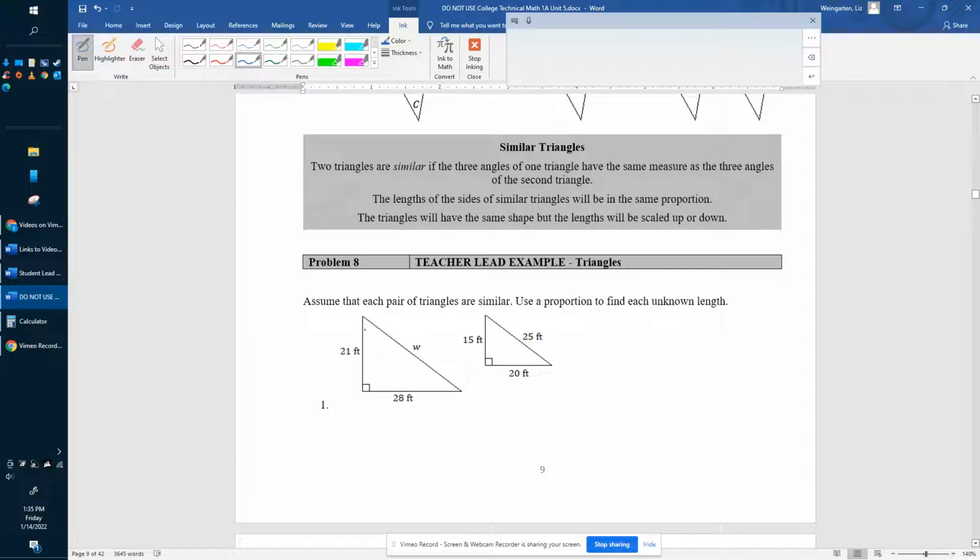We have this length that is similar to this length somehow, this length that is similar to this length somehow, then the W is similar to 25 somehow. We just have to figure out what it is. Let's take this side and this side, figure out the ratio, and set it equal to this side versus this side. So we'll have 21 over 15 equals W over 25.